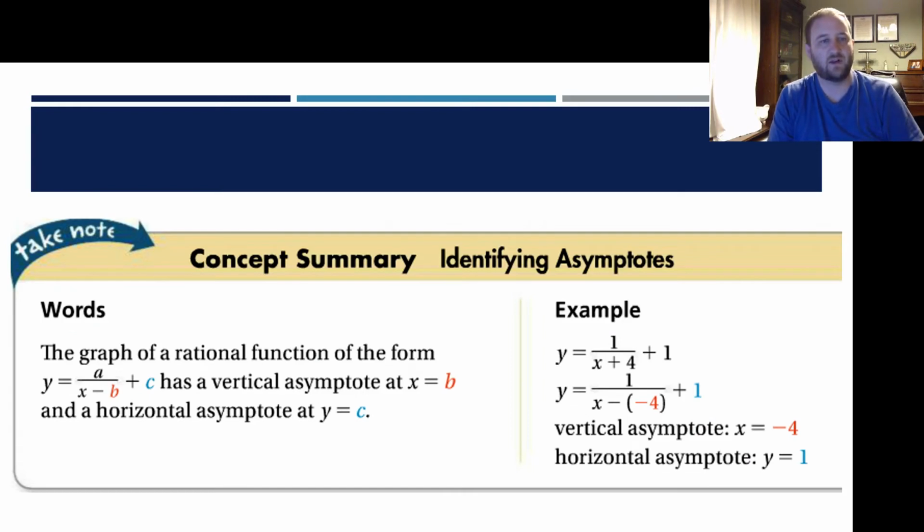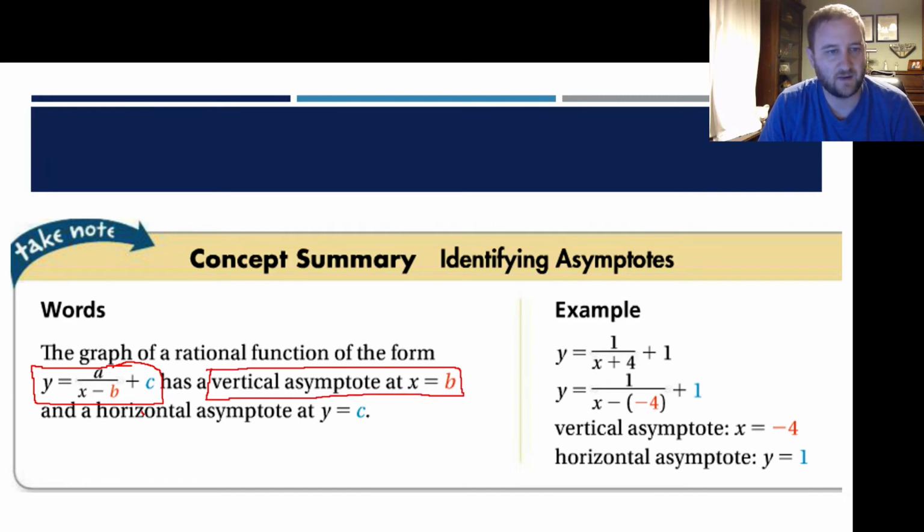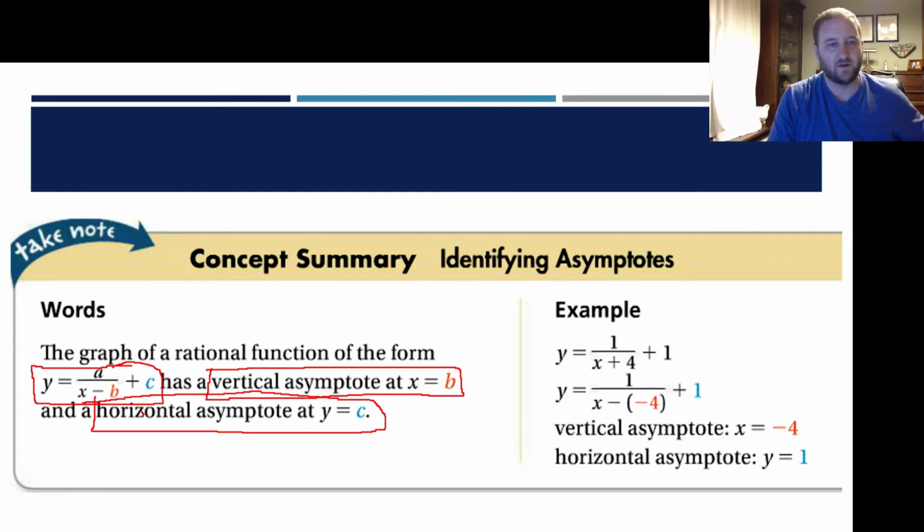So here's what I want you to do. I would like you to take notes on this slide specifically. The graph of a rational function in the form y equals a over x minus b plus c has a vertical asymptote at x equals b and a horizontal asymptote at y equals c. So for the vertical asymptotes, you're looking at the bottom part of the fraction. The vertical asymptote is whatever x needs to be to make the bottom equal to 0. The horizontal asymptote is going to be whatever this is.